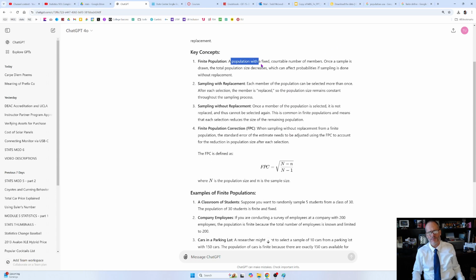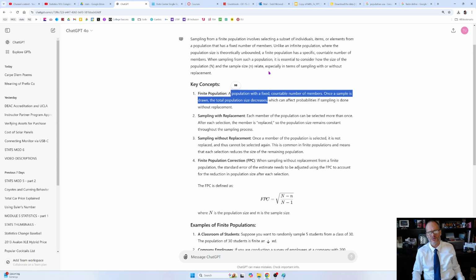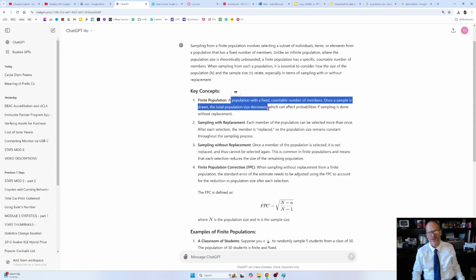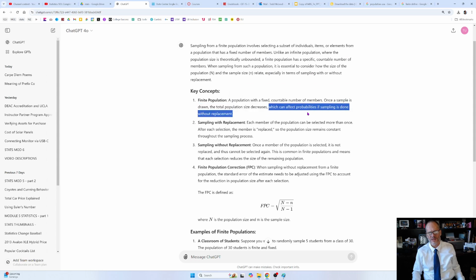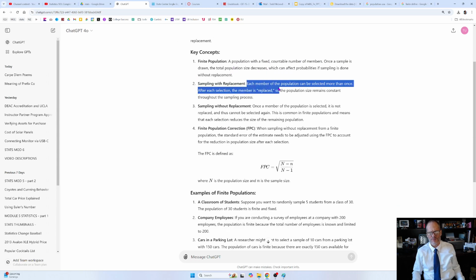Finite population, a population with a fixed countable number of members. Once a sample is drawn, the total population size decreases. So that's without replacement, right? Sampling without replacement can affect probabilities. Sampling with replacement, each member of the population can be selected more than once. So you have all these interesting things when you start to think about the framework we're going to use for sampling, right? Is it going to be from a finite or an infinite population? Is it going to be with or without replacement?